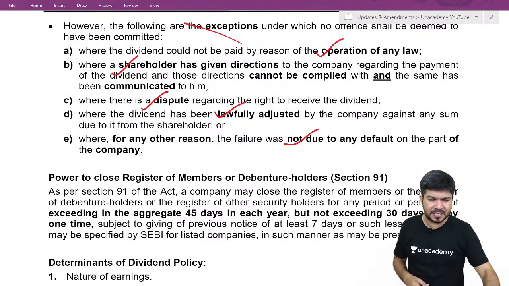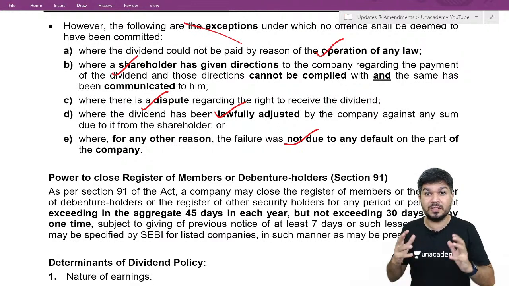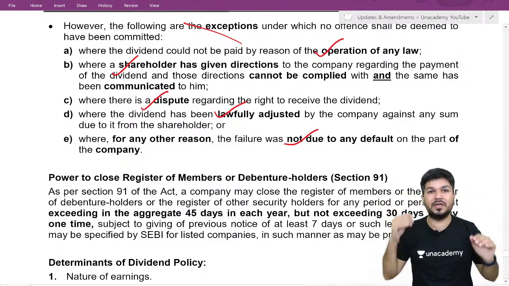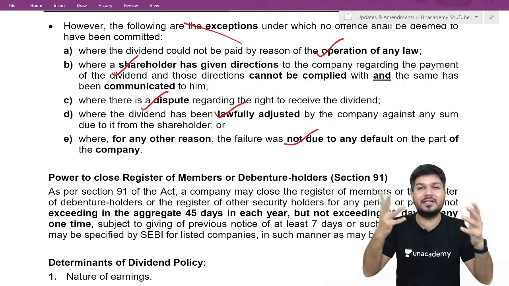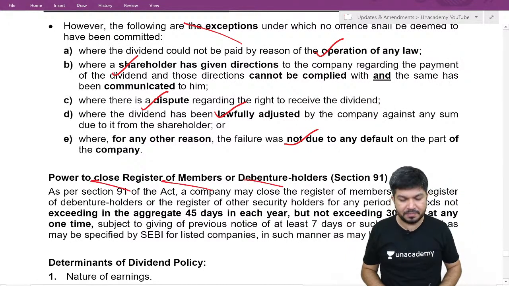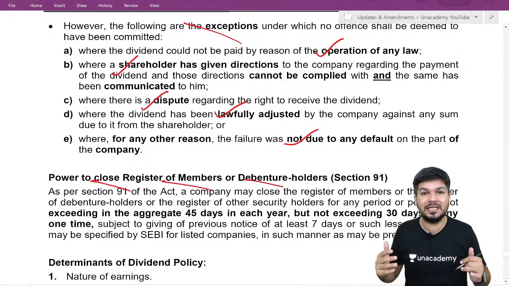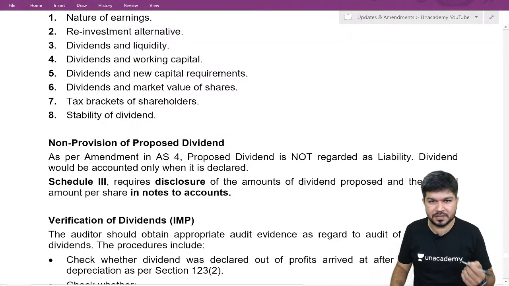Now, whenever dividends are to be paid, we need to update our register. So who is entitled for dividend? We need to update the register of members, debenture holders. We are allowed to have a closure. We can close the register and update it during that time. Closure of the register of members and debenture holders is maximum allowed for 45 days in a year, not exceeding 30 days at a stretch.